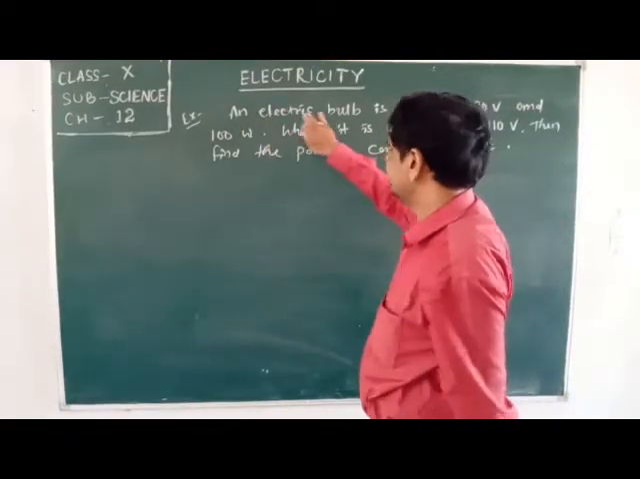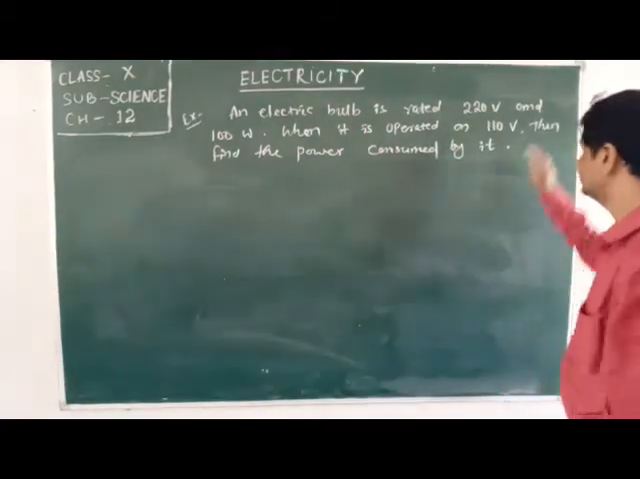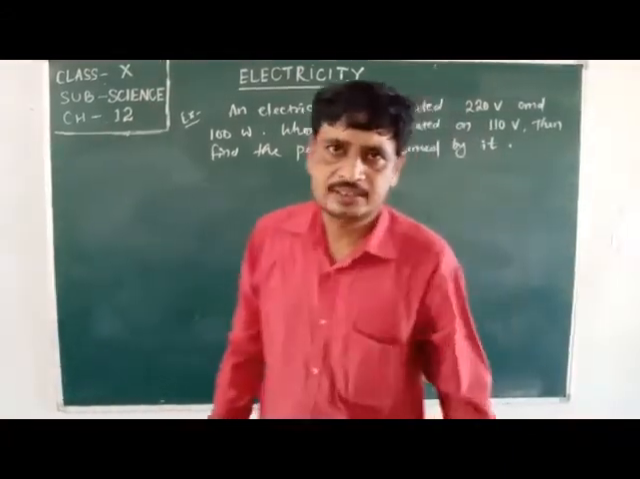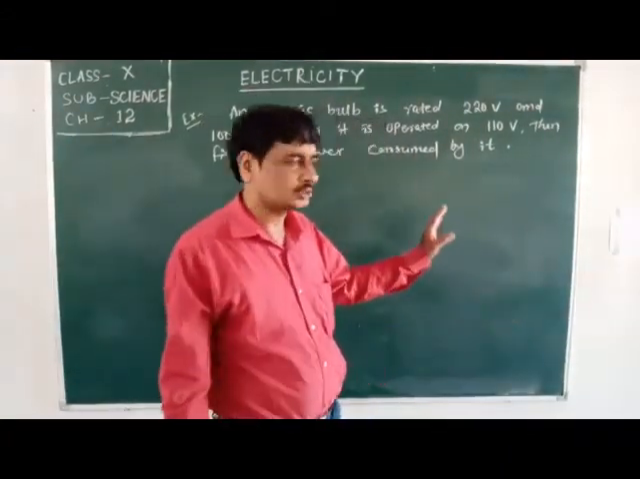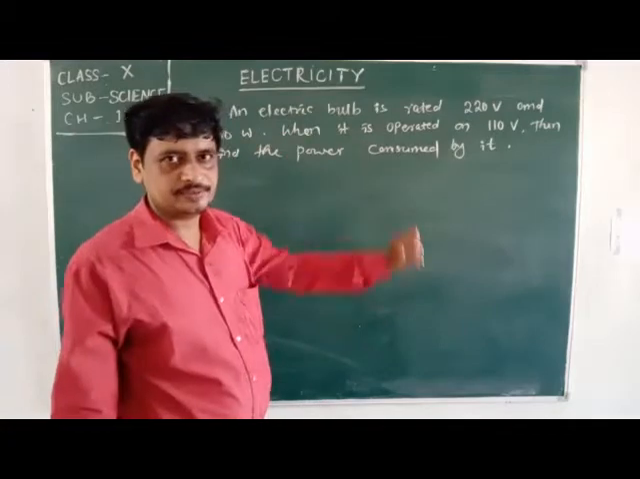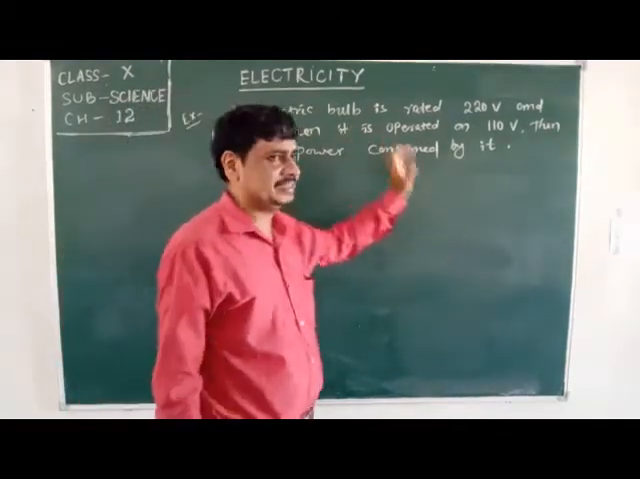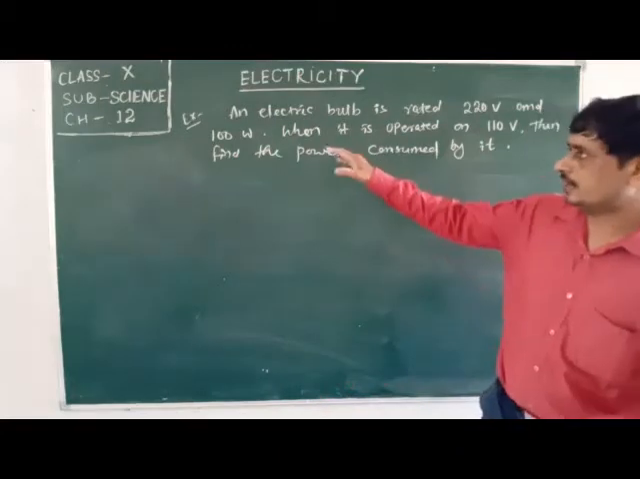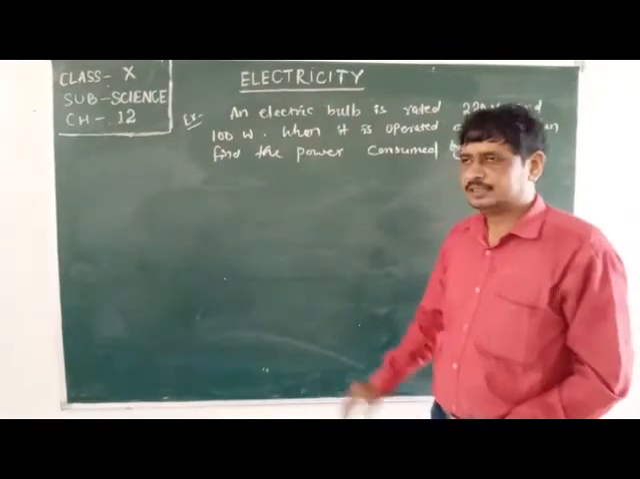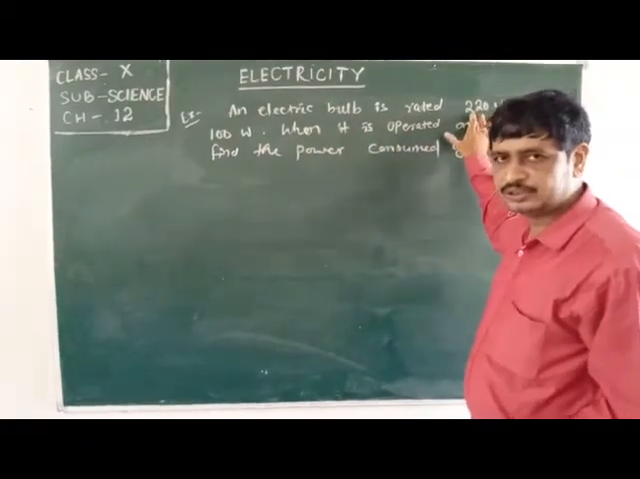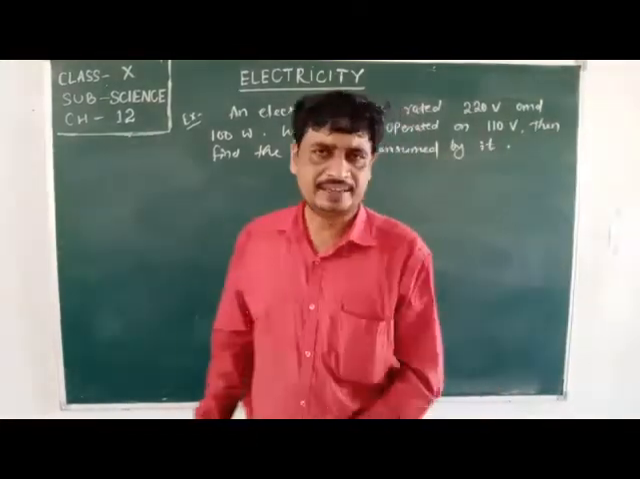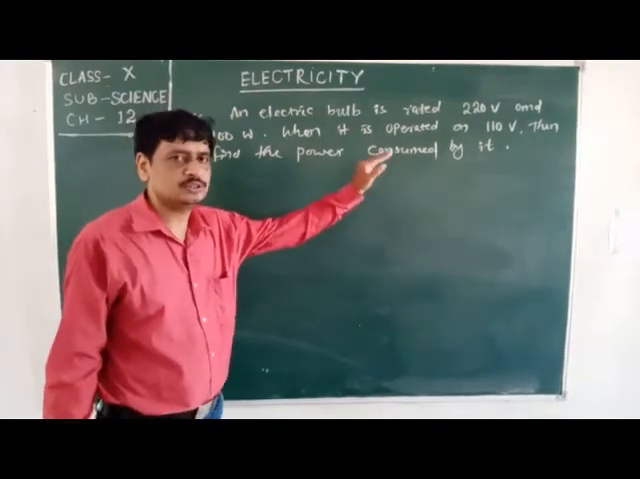Here is a question: an electric bulb is rated 220 volt and 100 watt. 220 volt shows the potential difference between the terminals of the source and 100 watt shows the power rating of the electric bulb. Now, the same bulb of power 100 watt was first operated on 220 volt, and the next time it was operated on 110 volt. Then we have to find the power consumed by it.